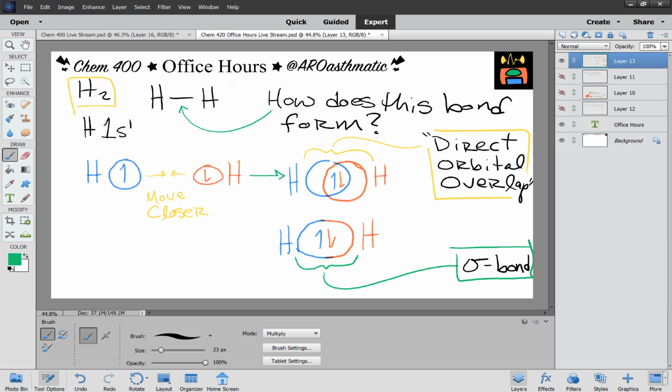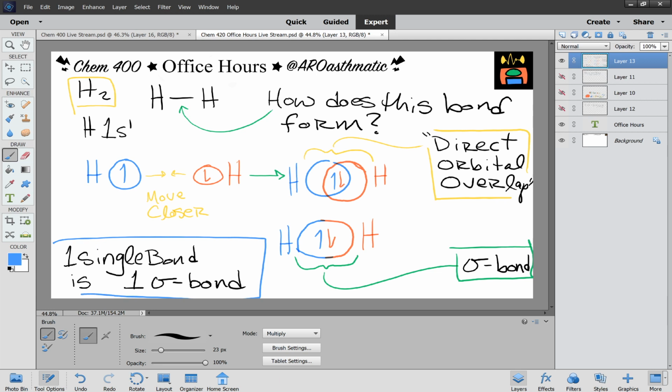All right. Excellent. Now the big take home, the thing you want to remember, is every single bond that we've drawn in every Lewis structure, one single bond is one sigma bond. Every single bond you've ever drawn is a sigma bond. It's created through direct orbital overlap. Yeah, exactly. And that is a sigma bond.